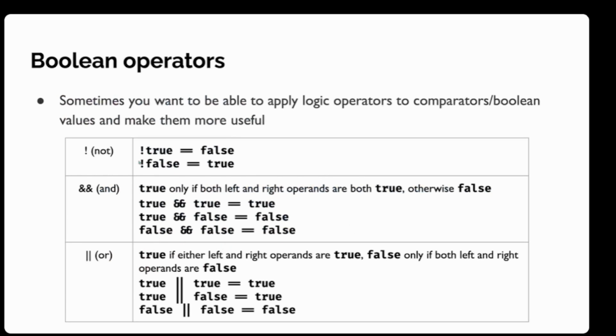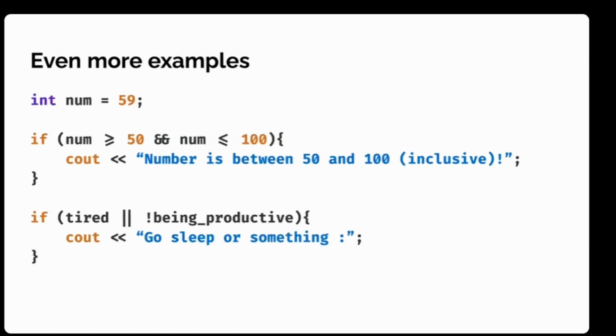There's one more thing: you don't have to use these symbols. You can just type not, and, or, and the code will run perfectly fine. Actually, I never use the symbols myself. So, even more examples. You don't have to put double ampersand, you just put and. It'll work perfectly fine.